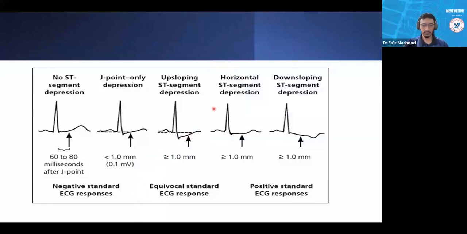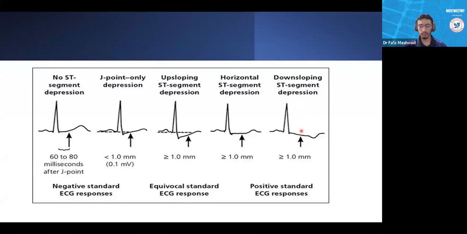For horizontal, I don't think we have much issue. With ST depression, the whole ST segment is horizontally depressed, and when we compare with the isoelectric line, at least 1 small box, yes, it's positive. It's a positive ST. And I think for down-sloping ST depression also, we don't have much issue. The J point is here, maybe 80 milliseconds around here.